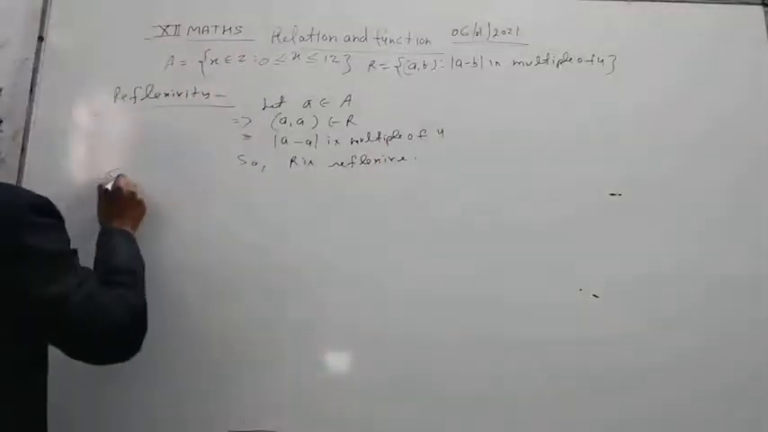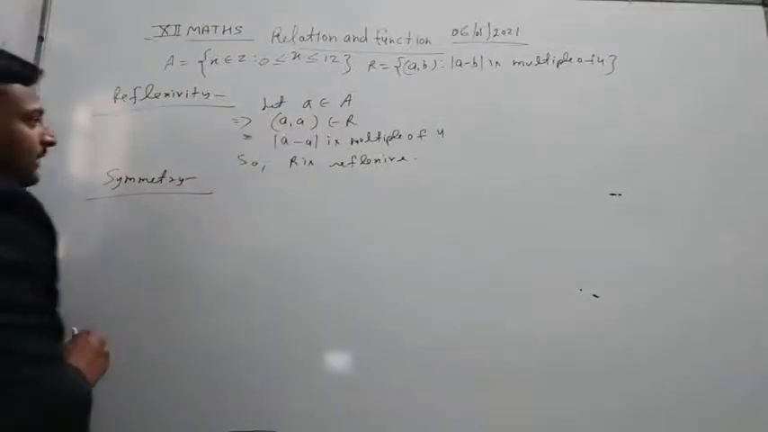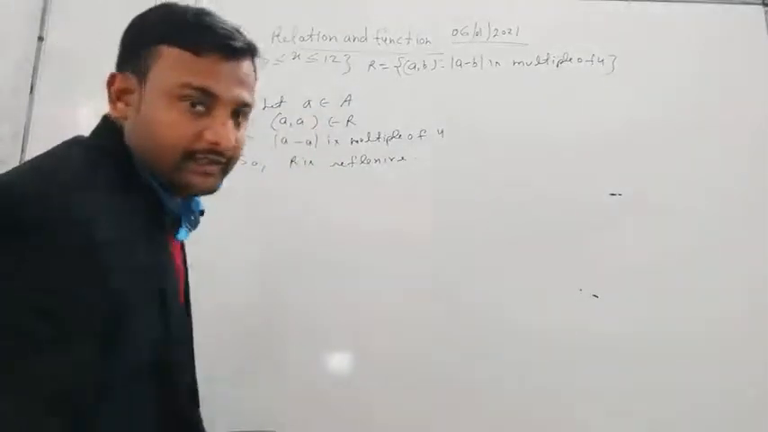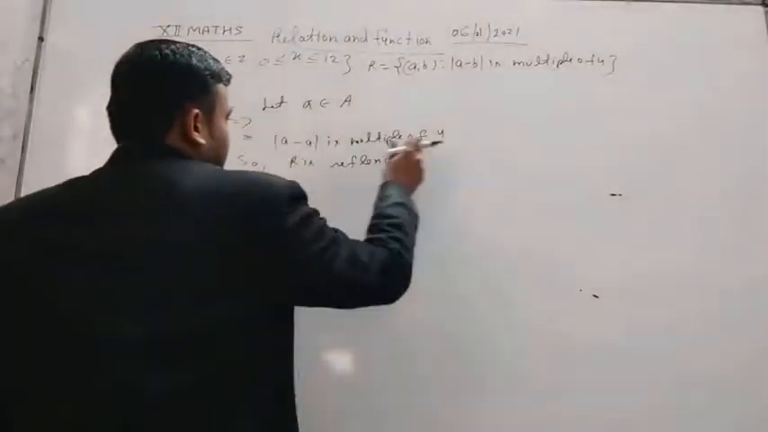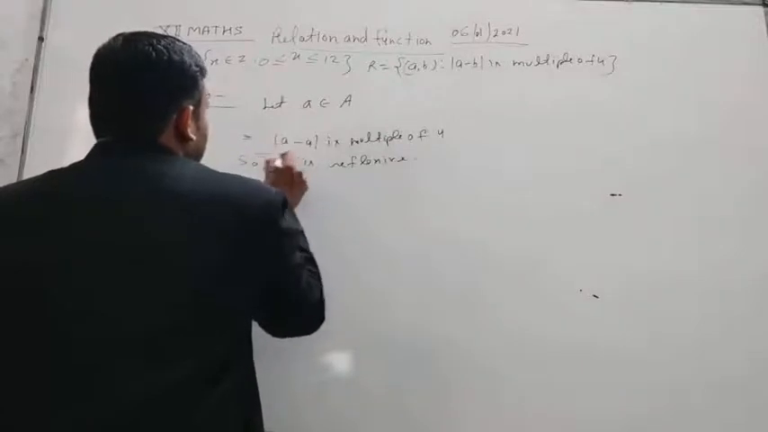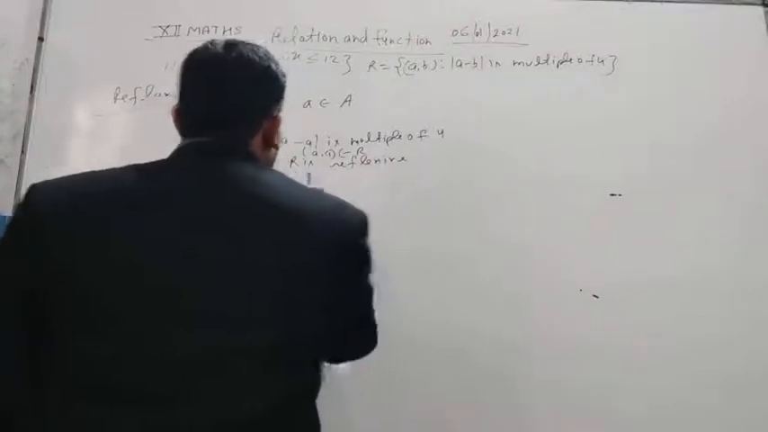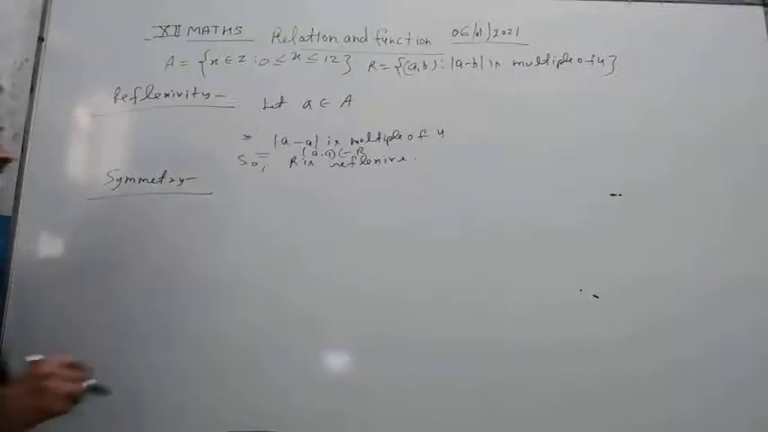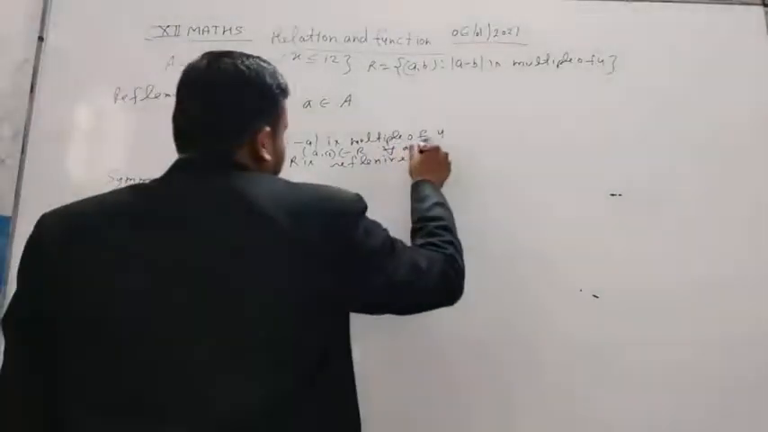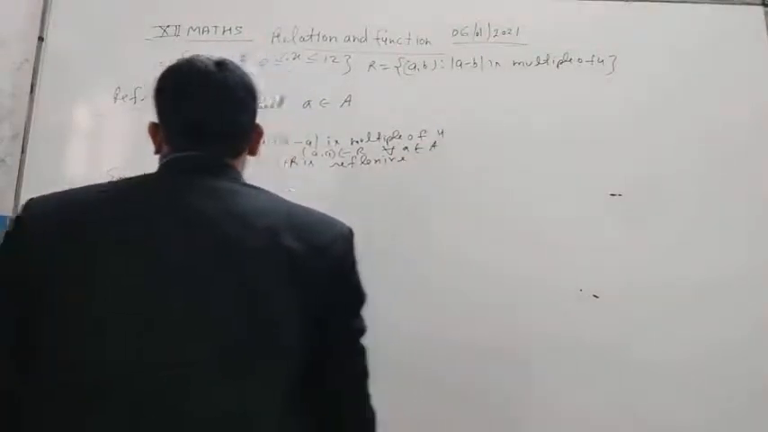Okay, now symmetric. Either this part we can also write in this way. If a belongs to A, then we write a minus a is a multiple of 4. Then we can write (a, a) belongs to R. Okay. So R is reflexive. Okay, so we can write in both ways. We can write for a belonging to A. Okay. Now symmetry.